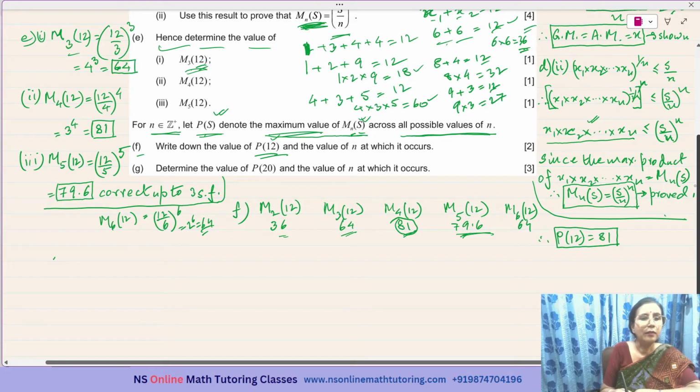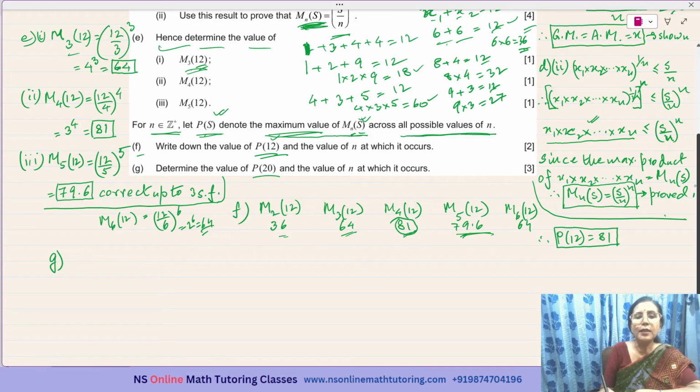Now coming to part G. Determine the value of P of 20 and the value of N at which it occurs. Oh, sorry, write down the value of P of 12. I have written the value of P of 12, and the value of N at which it occurs is N equal to 4. Fine. So coming to P of 20.